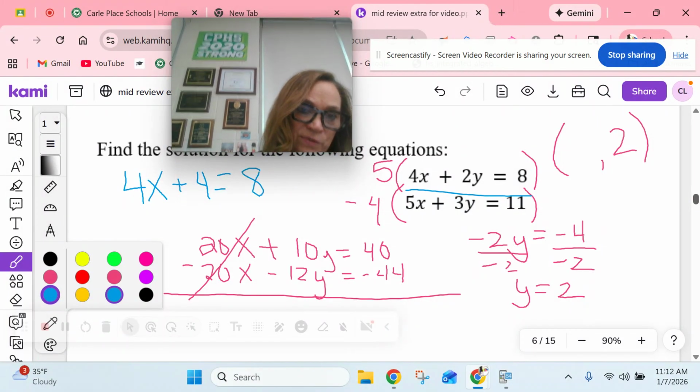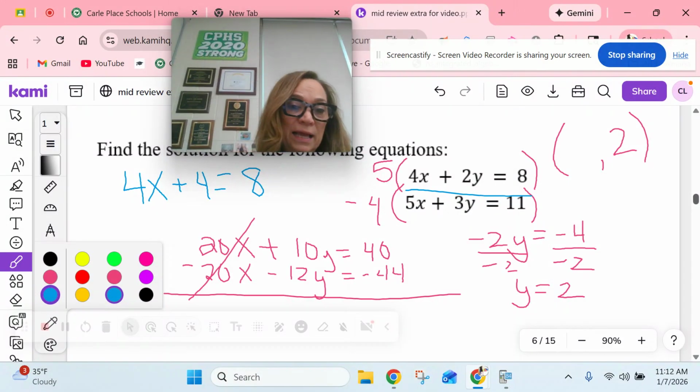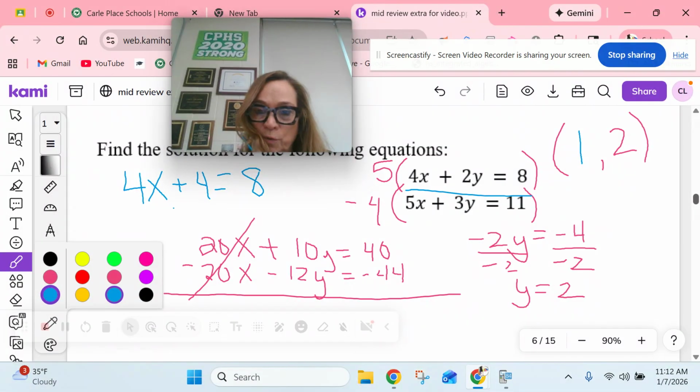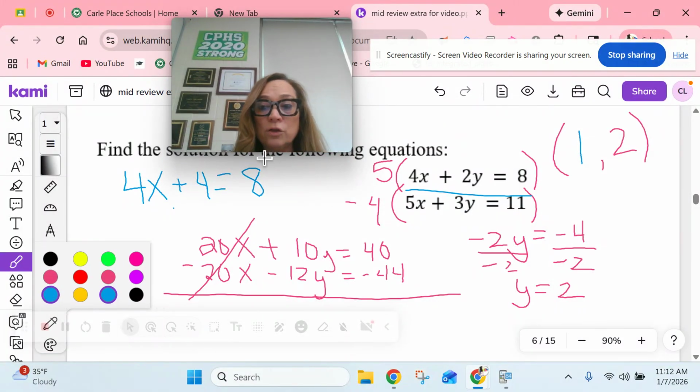And I can kind of do this in my head. I know that x is going to be 1 because if you subtract 4 from each side, you get 4. Divide by 4, you get 1. So I get 1 comma 2. You could probably mentally check it because the numbers are kind of small. So it does check out. But you can also use the calculator.